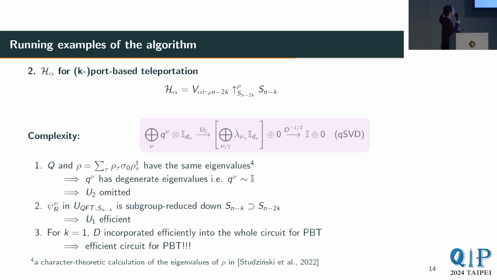And when k equals 1, the diagonal non-unitary matrix D can be incorporated efficiently into the whole circuit for port-based teleportation by adding ancillas and using block encodings and amplitude amplification. And this is the source of the efficiency of our whole circuit for PBT.